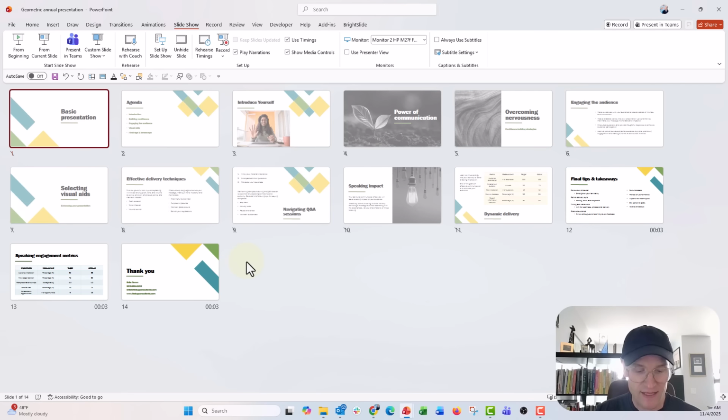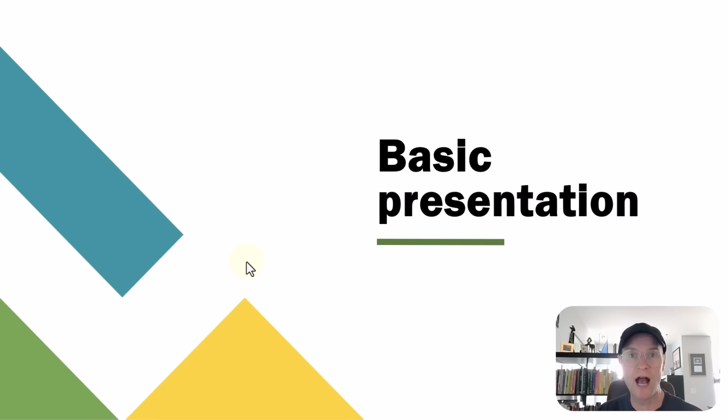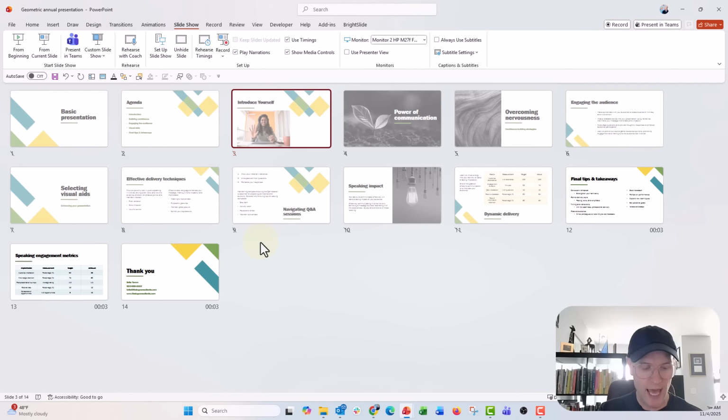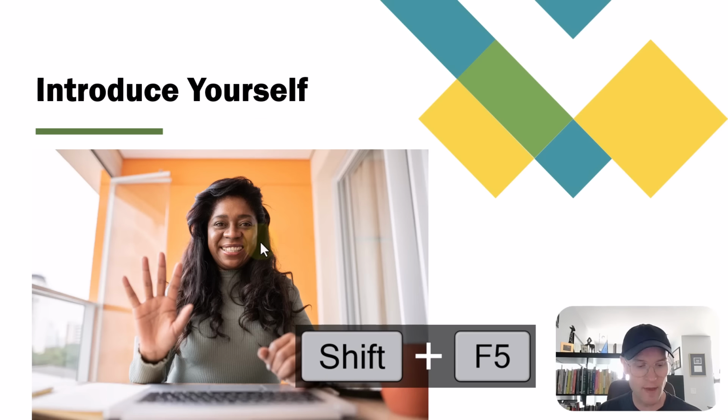Now, the other thing that you could do is put your cursor on slide number 1, and you could press Shift and F5. If you push Shift and F5, that starts you from the beginning, from the position of your cursor on the slide. So if I do that, escape, and then let's say the introduce yourself slides, I put it on number 3 and do Shift and F5, that starts the slideshow from that slide.